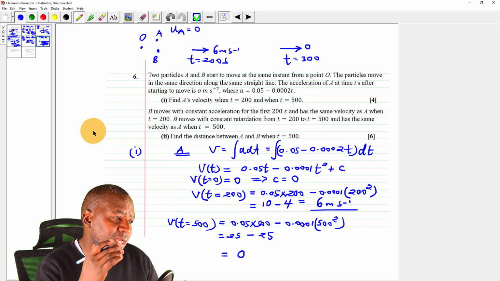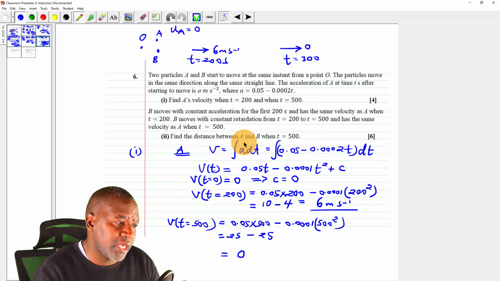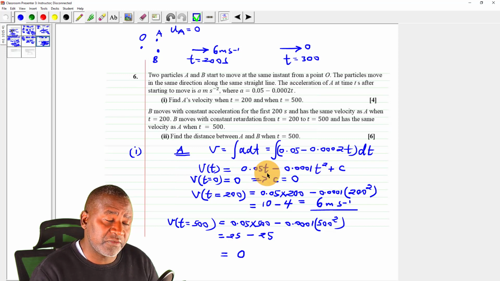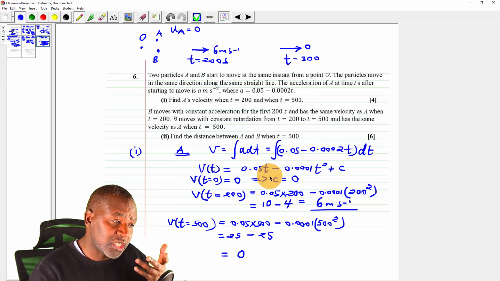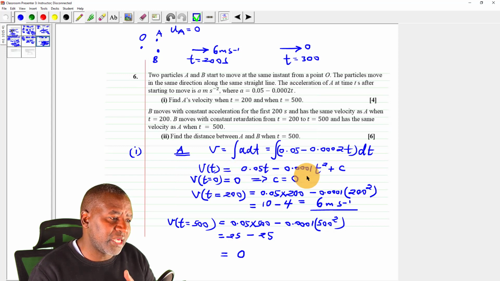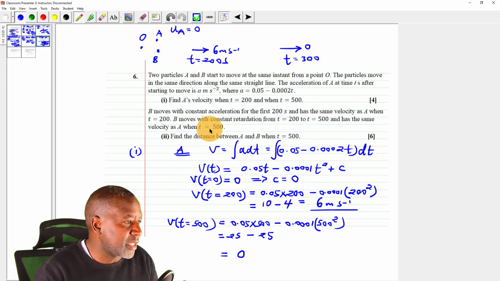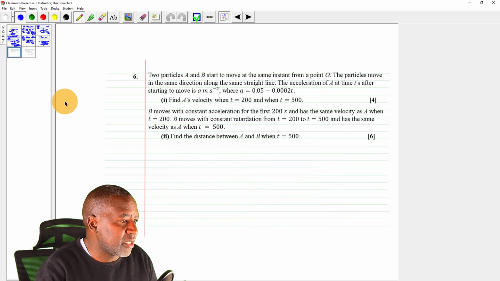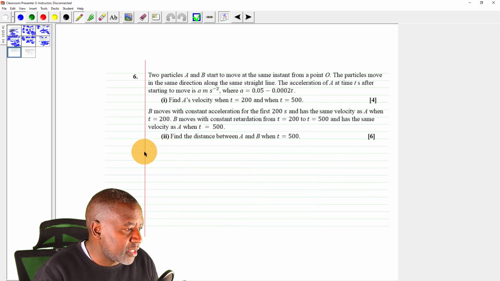Let me start by working out the displacement of particle A from t equals 0 all the way to t equals 500. That means I'll have to integrate this function further, but the limits of integration will be given, which means I won't need the constant of integration, because I substitute 0 and 500. Let's start with that. So I'm talking about part 2.